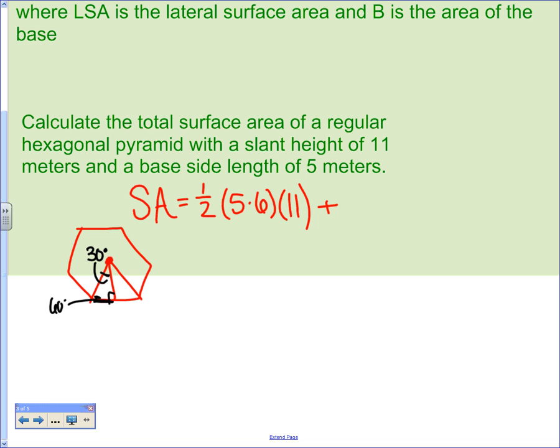How long would this be? What would be the length of my apothem? Does that make sense? Any questions on that part? Okay, so what would I do to find the area of this? You remember the formula for these?